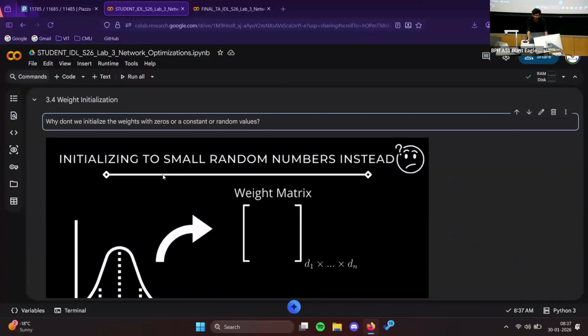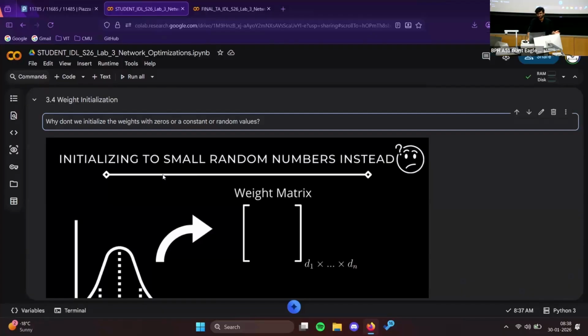Okay, so let's say that if you initialize the weights and biases with 0, and if you do a forward pass, all the activations will also be 0. So if the activations are 0, the gradients will also be 0, which means that we are not doing any updates. And this problem is widely called the symmetry problem.